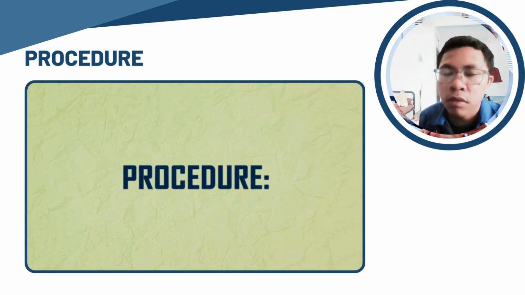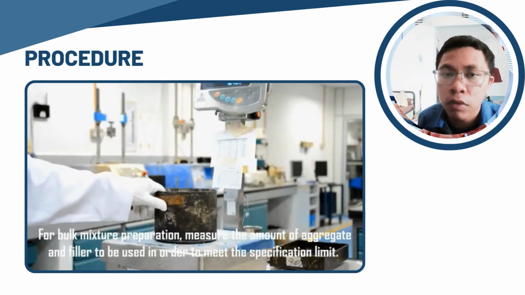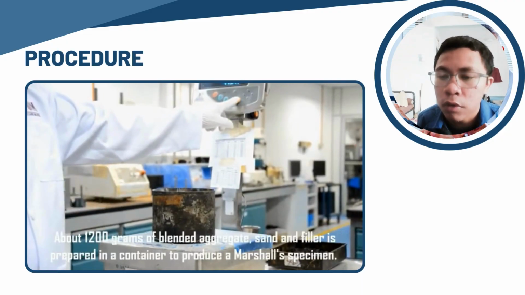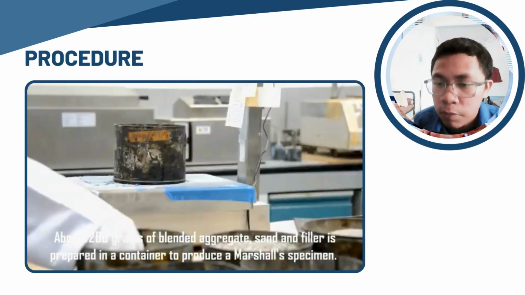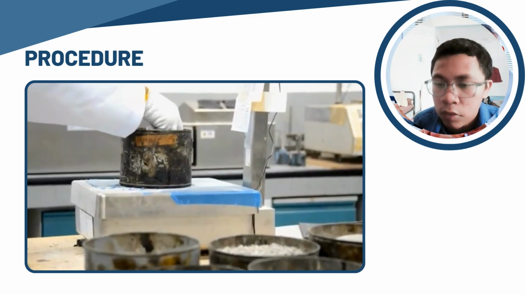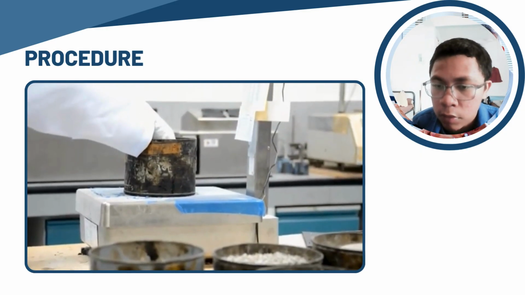Hi guys, my name is Ishakim, and today I will explain about the procedure of Marshall stability test. For bulk mixture preparation, measure the amount of aggregate and filler to be used in order to meet the specification limit. 1,200 grams of blended aggregate, sand and filler, is prepared in a container to produce a Marshall specimen.